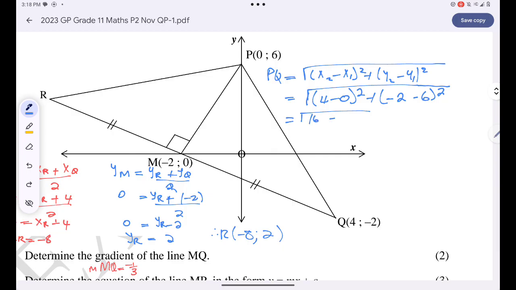And then I know that this will give me 16 plus 64, which is the square root of 80. The square root of 80 is the square root of 16 times 5, that's 4 root 5. Let me confirm on my calculator.